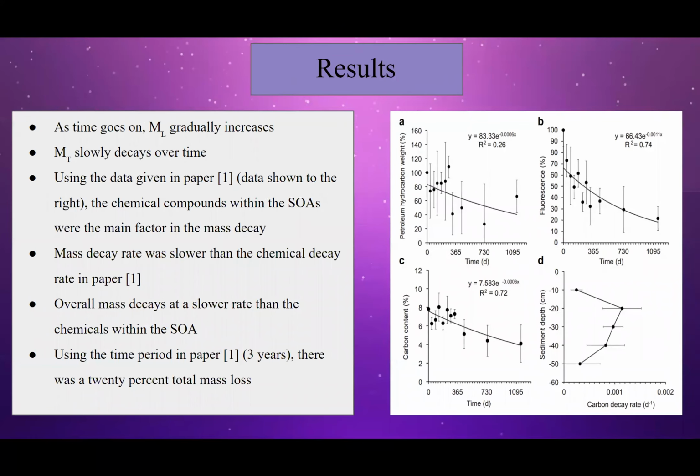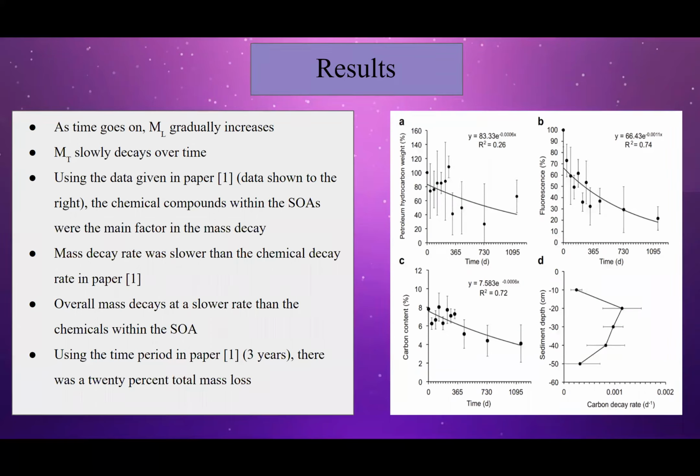So for our results, as time goes on, we noticed that the mass loss gradually increased, and with that, the total mass was slowly decreasing, showing a negative relationship between these two parameters and the differential equations. Using the data that was given in paper 1, which you can actually see on the right side of this slide, in graph A you have the decay rate of the petroleum hydrocarbons, which was gamma.